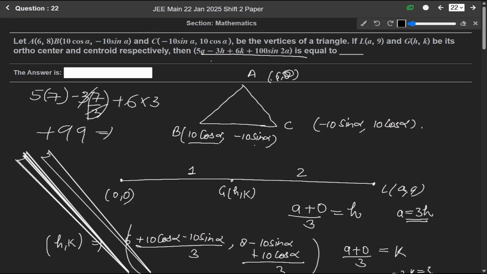This will be 35 minus 7 plus 18 plus 99. So it will be 145. So our answer is 145 here. Okay, 145.